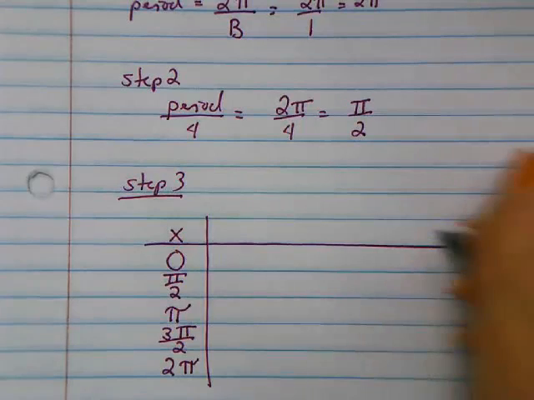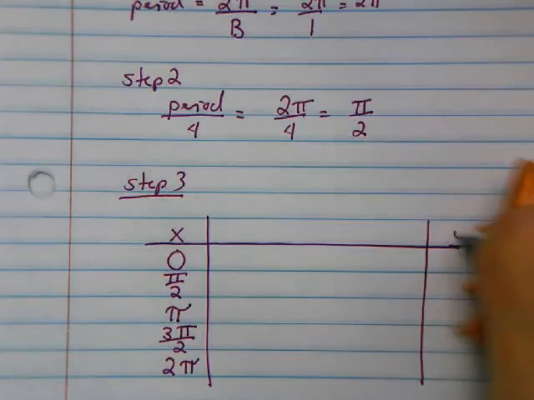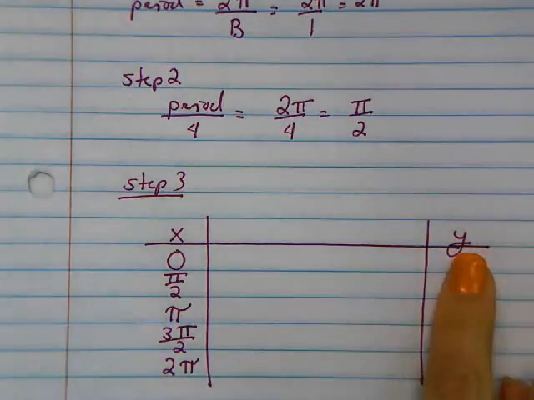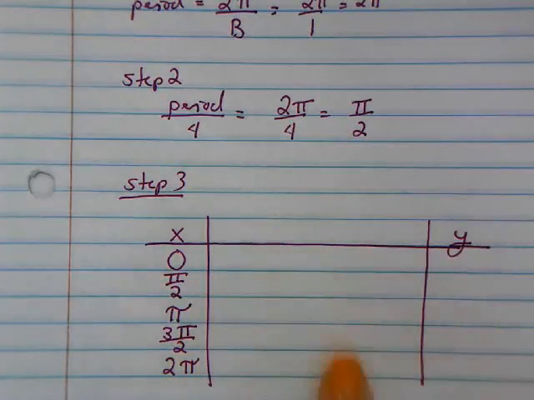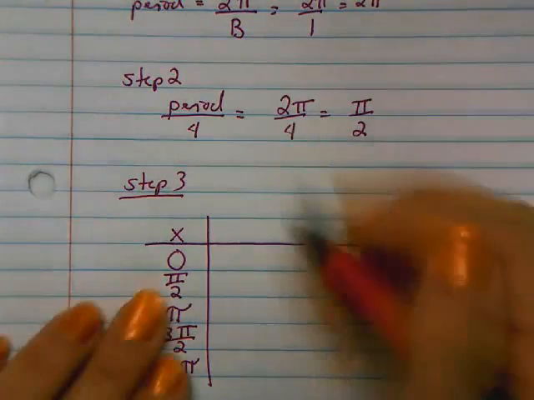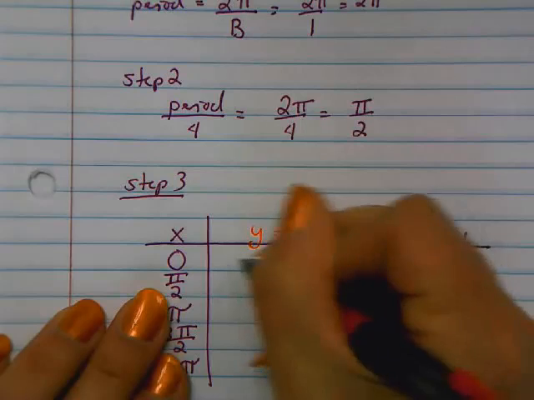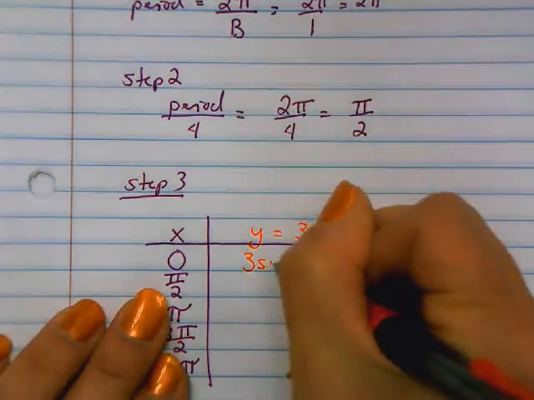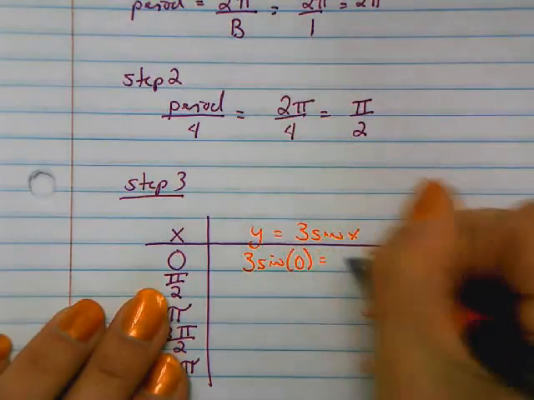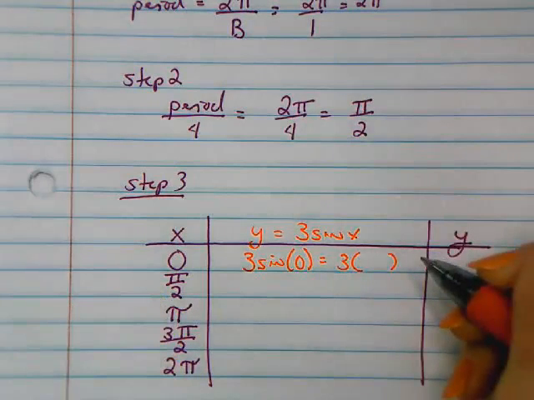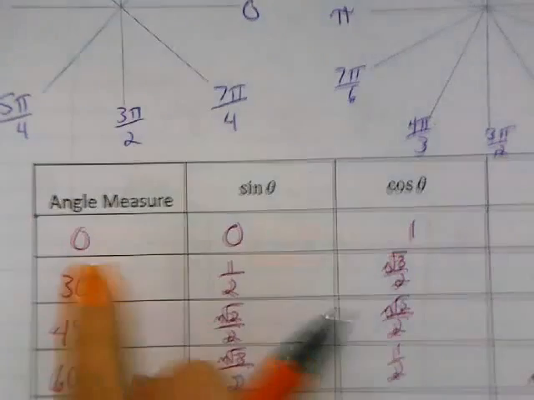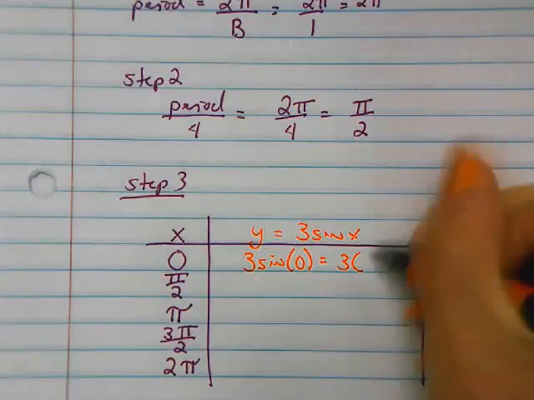Now, I'm going to leave a big space and then come over here and do the output. So here's where I'm going to put it into the function. Okay, keep your little chart handy. Alright, so here we go. So I know my function is y is equal to 3 sine of x. So I'm going to say 3 times the sine of 0. Well, grab your little sheet. The sine of 0 is 0. Now finish it up. 3 times 0 is 0.